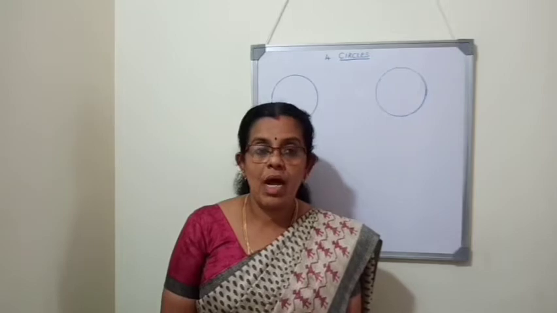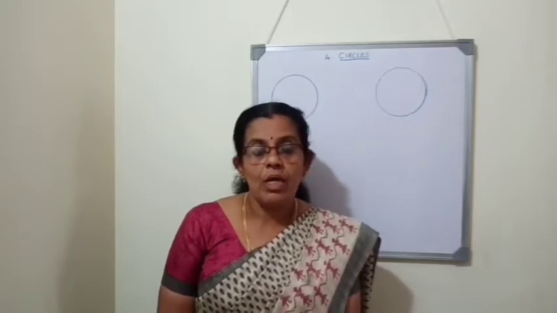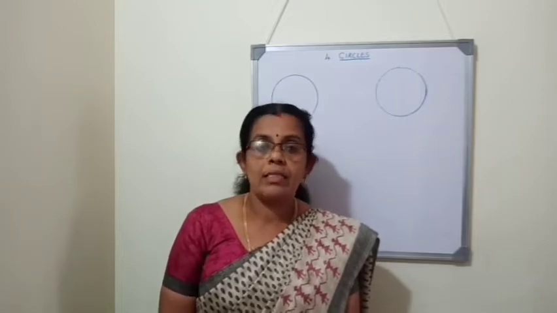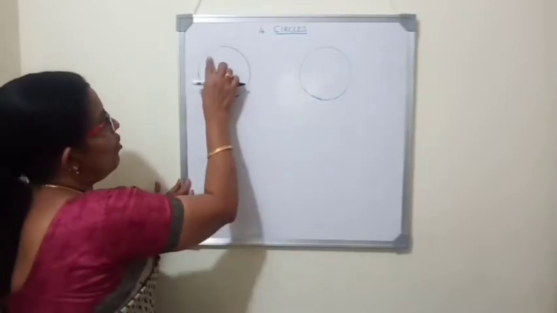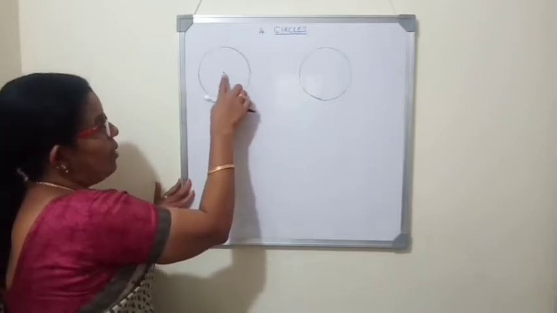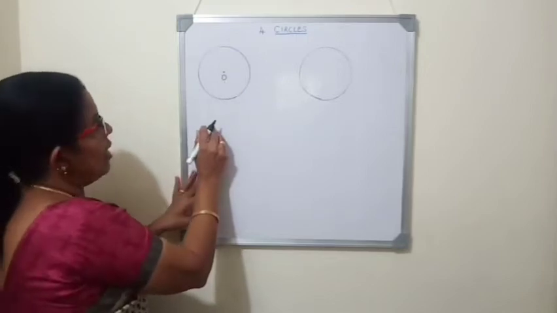Today we are going to start a new chapter, chapter 4, circles. You have studied about circles in your previous classes. Let us recall that. What is a circle? A circle is the collection of all the points which are at a constant distance from a fixed point. This fixed point is called the center of the circle.